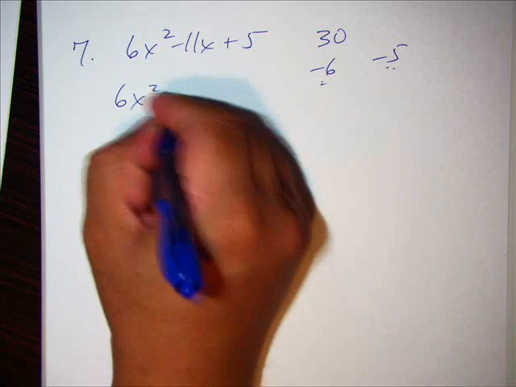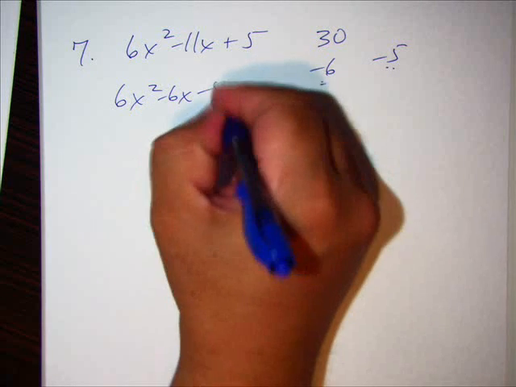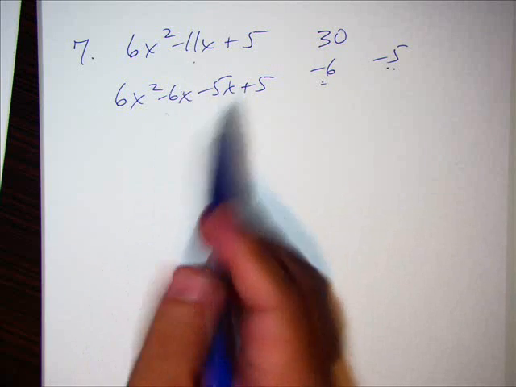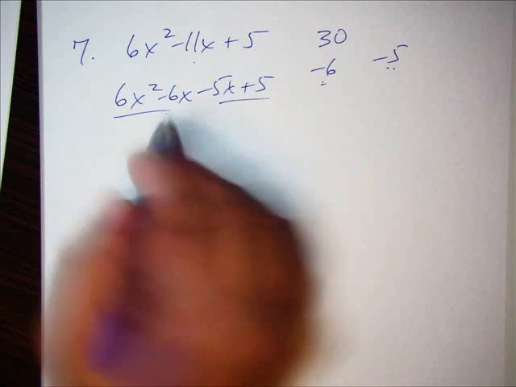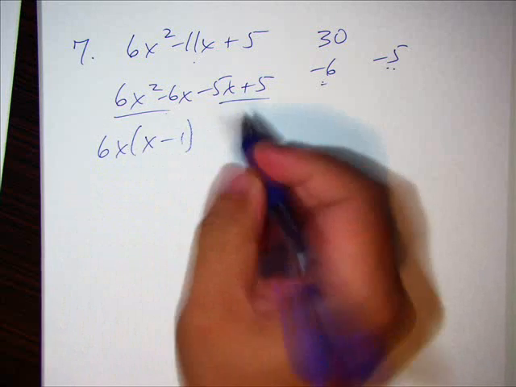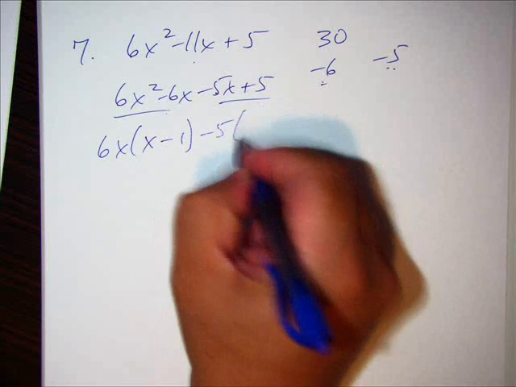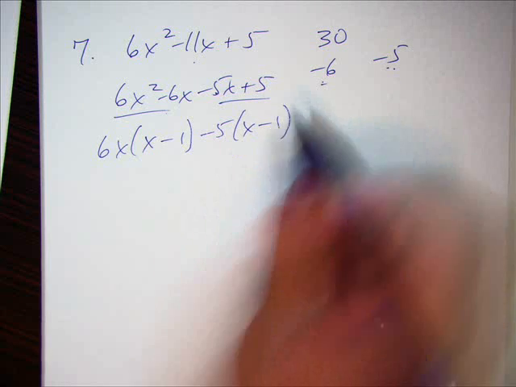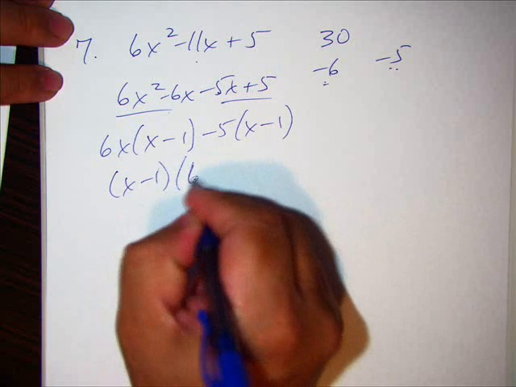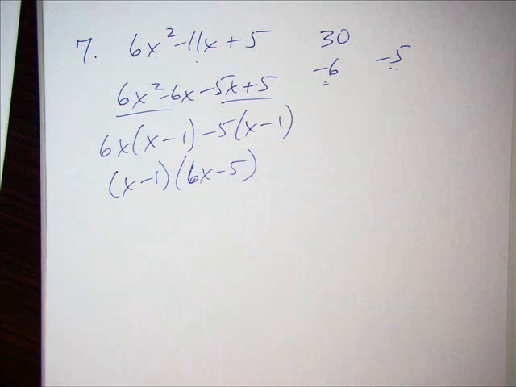So 6x squared minus 6x minus 5x plus 5. Remember, we're writing negative 11x as those two. Group those two, group those two. Take out a 6x in the front. That gives me x minus 1. Take out a negative 5. That leaves me x minus 1. Take out the x minus 1, and it becomes 6x minus 5.